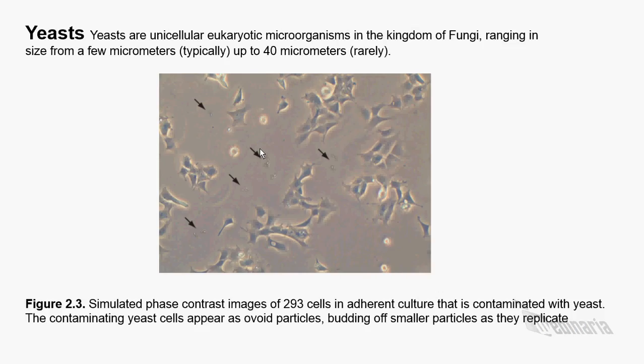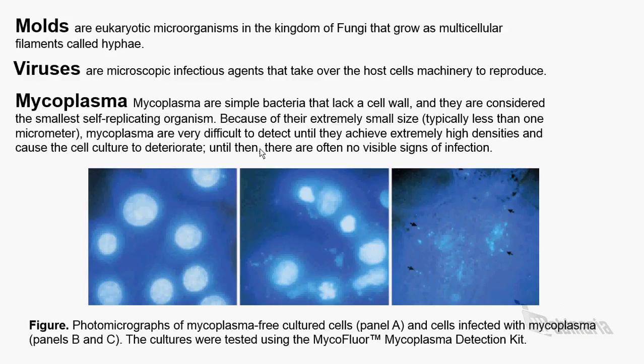Basically, yeast generally do not produce or produce very little change in pH, but the culture contaminated by yeast becomes heavy. You can observe some spherical particles or buds of smaller particles by microscope in your cultures. Yeast grow very fast, so within 24 hours you can observe the growth of yeast.